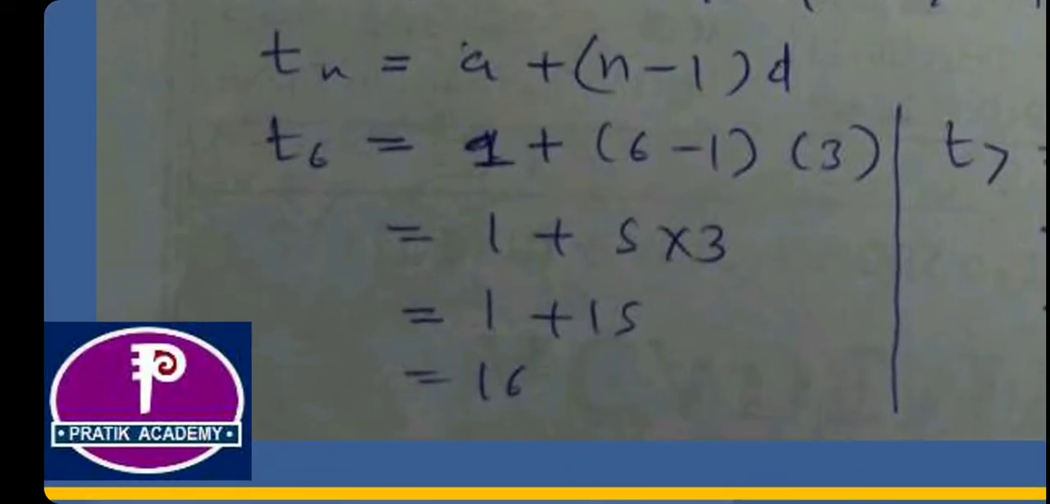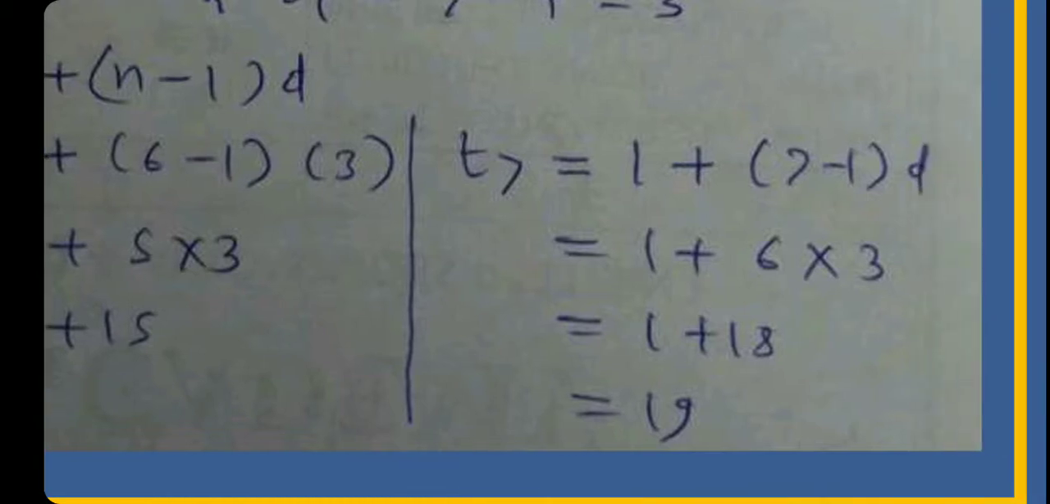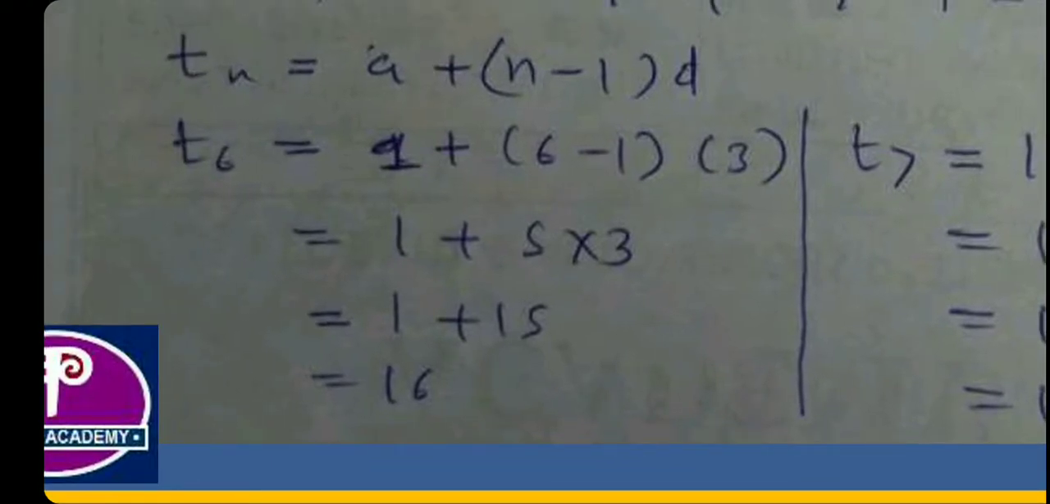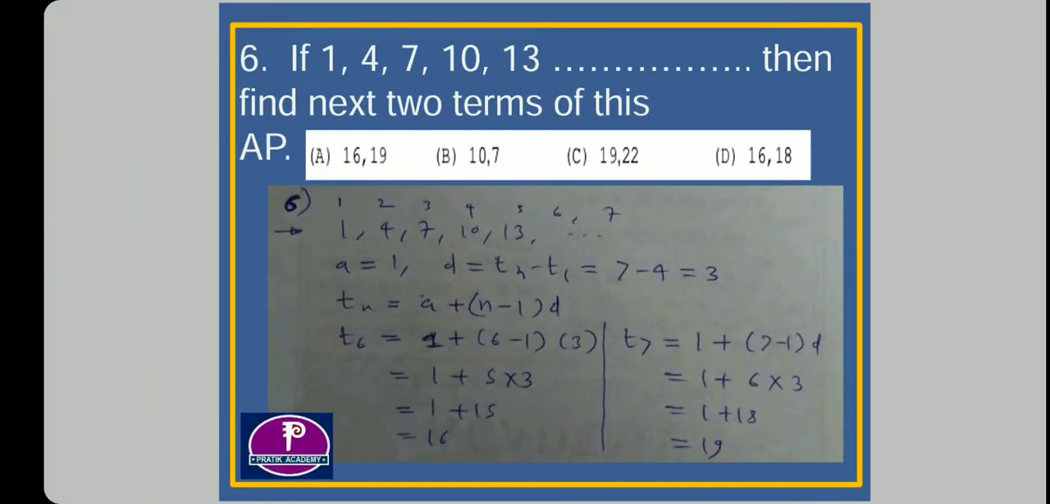So for T6 we have the formula a plus 6 minus 1 into D, and by putting values we get T6 as 16. Next for T7 you can use this formula a plus n minus 1 into D, or simply add the difference, that is 3, to 16, and we get directly 19.